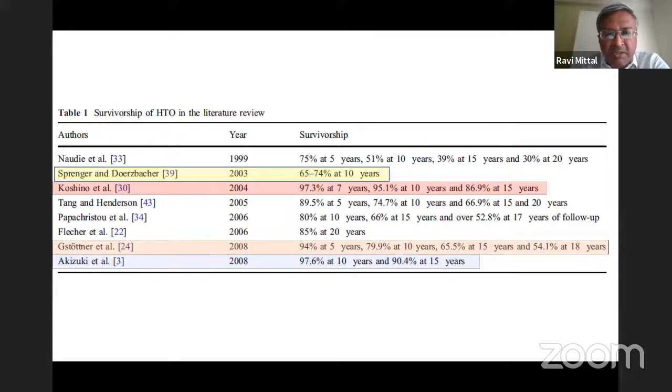But don't just look at the face value of the figure, like 65 to 74% at 10 years. You can interpret it this way: you have avoided a TKR in 65 to 74% of people for 10 years of their life. Now that's a very big figure. They have unrestricted activities. They can do everything for 10 years of their life.